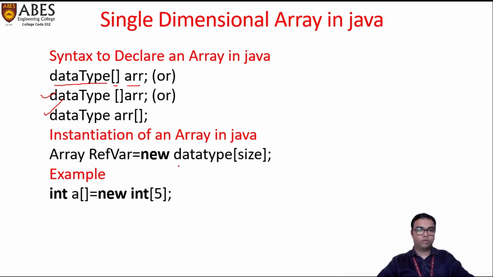So for that, you have to define the data type, and then here you have to define the size. For example, here we have an array of integers. So the name of the array is A and the size of the array is 5. Okay.